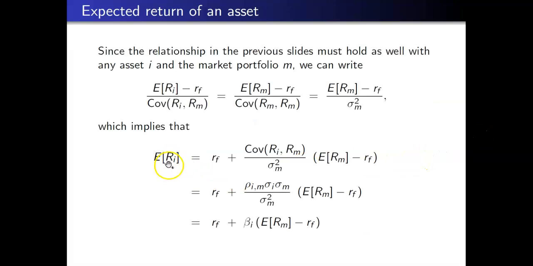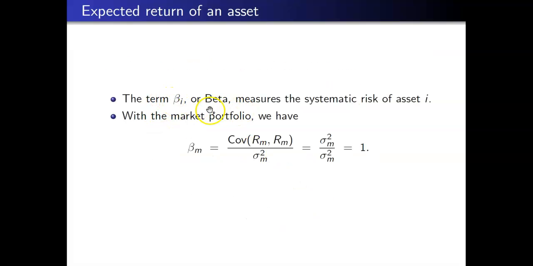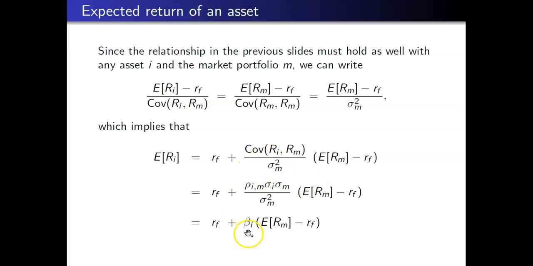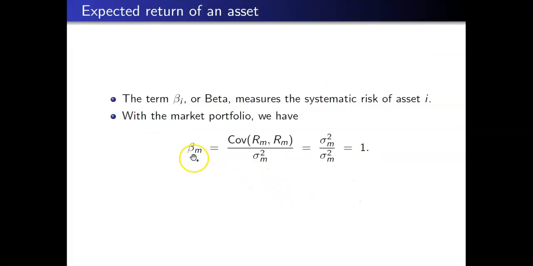In the CAPM equation, the expected return of an asset is given by the risk-free rate plus its beta times the market risk premium. The term beta here measures the systematic risk of asset i. So beta is the covariance of the return of i and the return of the market, divided by the variance of the returns of the market. And since this is true with the market portfolio as well, the beta of the market portfolio is equal to 1.